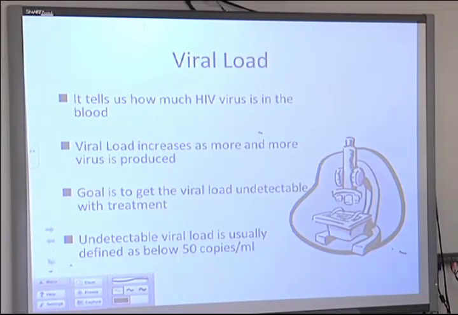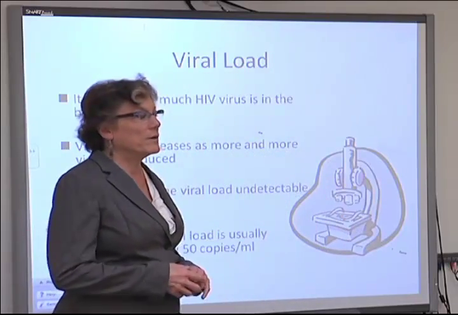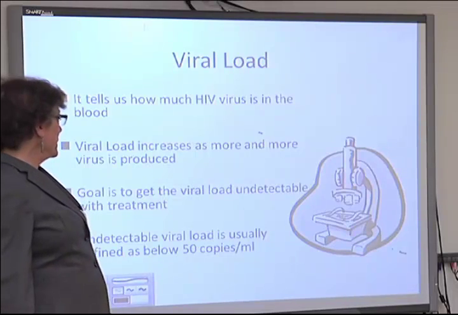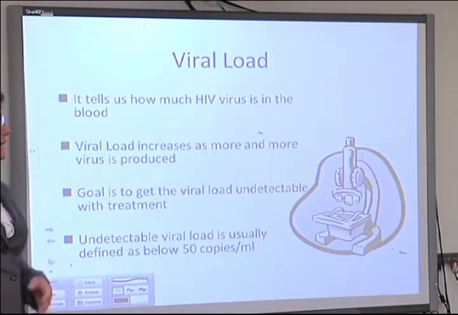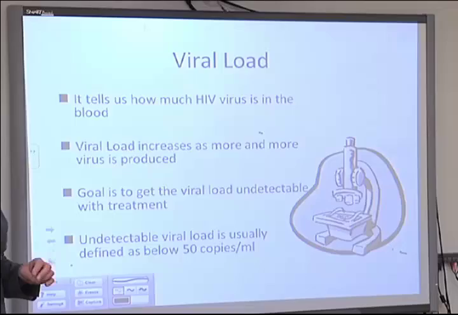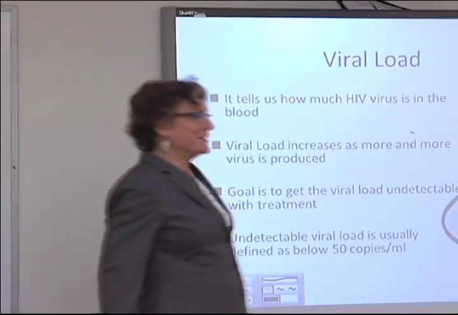So what's a viral load? A viral load tells us how much HIV virus is in the blood. A viral load increases more and more as the virus is produced. So the goal is to get that viral load undetectable with treatment, and that's primarily with antiretrovirals. Undetectable is usually defined as 50 copies per milliliter of blood. So it's complicated science, but that's a simple way to put it.